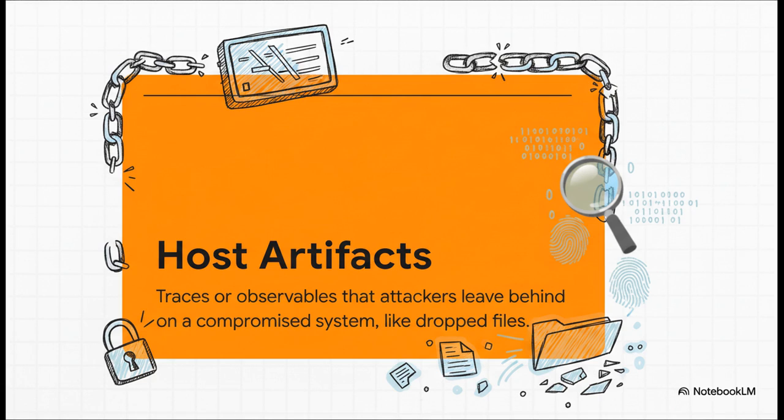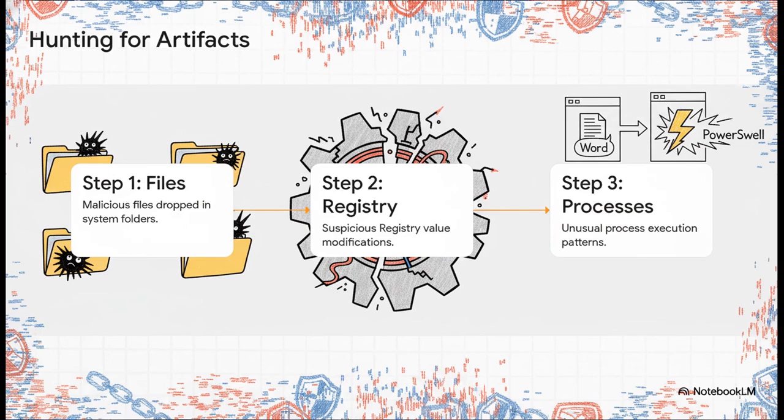These are the files they drop onto a machine, the registry keys they change, all the little breadcrumbs they leave behind. So what does it look like in practice? Well, we hunt for things like malware dropped into specific system folders, or weird changes to the Windows registry that make their malware run at startup. Or strange behaviors, like seeing Microsoft Word suddenly launch PowerShell. When we detect these, the attacker has to rethink how they operate on a machine.